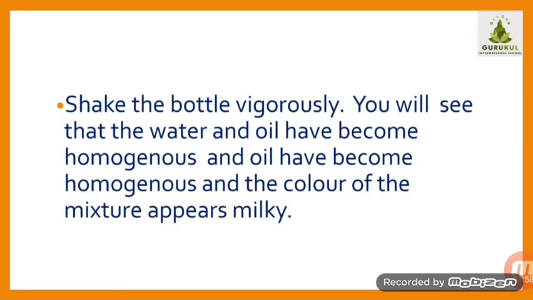Now this time you will see that the water and oil have become homogeneous. Earlier also I have explained, a homogeneous mixture is a uniform mixture, meaning you cannot separate out the two constituents of that solution. So water and oil become homogeneous and the color of the mixture appears milky. Why does this happen? Why is that milky color acquired by the solution?